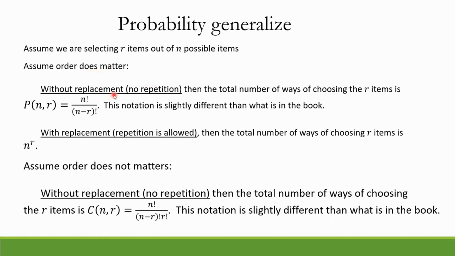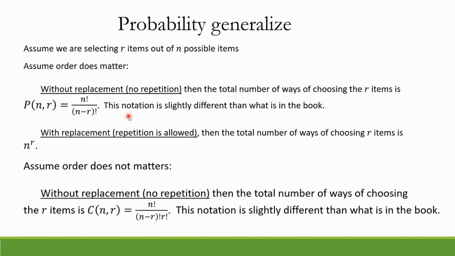If order matters and no repetition is allowed, so without replacement, going back to the deck of cards, the card you draw, you're not putting it back into the deck. Then the number of ways of choosing r items out of n would be this, permutations. You have this formula. I do know the Desmos calculator you can download uses this notation as well. The book's notation, again, is a little bit different.